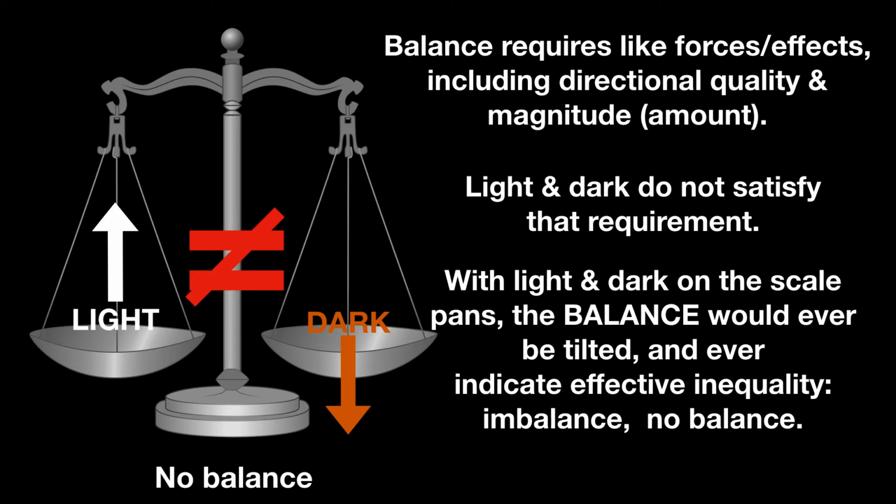Balance requires like forces or effects, including directional quality and magnitude, amount. Light and dark do not satisfy that requirement. With light and dark on the scale pans, the balance would ever be tilted and ever indicate effective inequality, that is, imbalance. No balance.